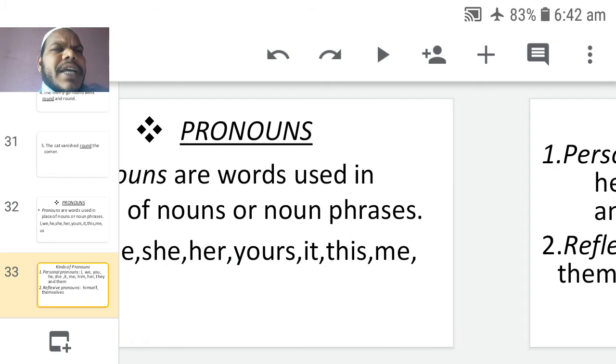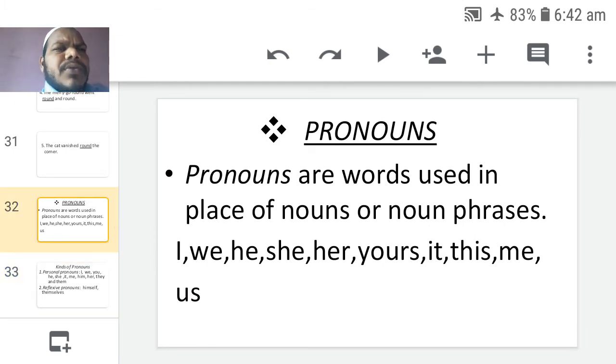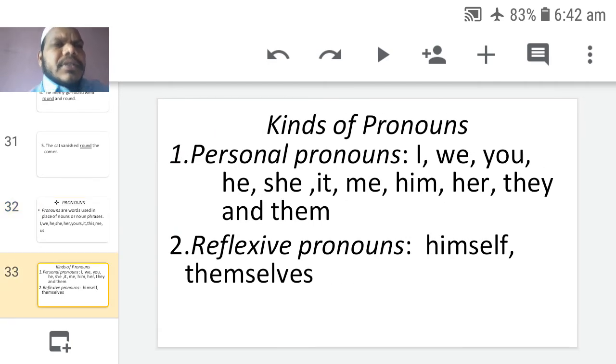Let's see one more time. What are pronouns? Pronouns are words which are used in the place of nouns or noun phrases. I, we, he, she, her, yours, it, this, me, us. Let's see different kinds of pronouns.